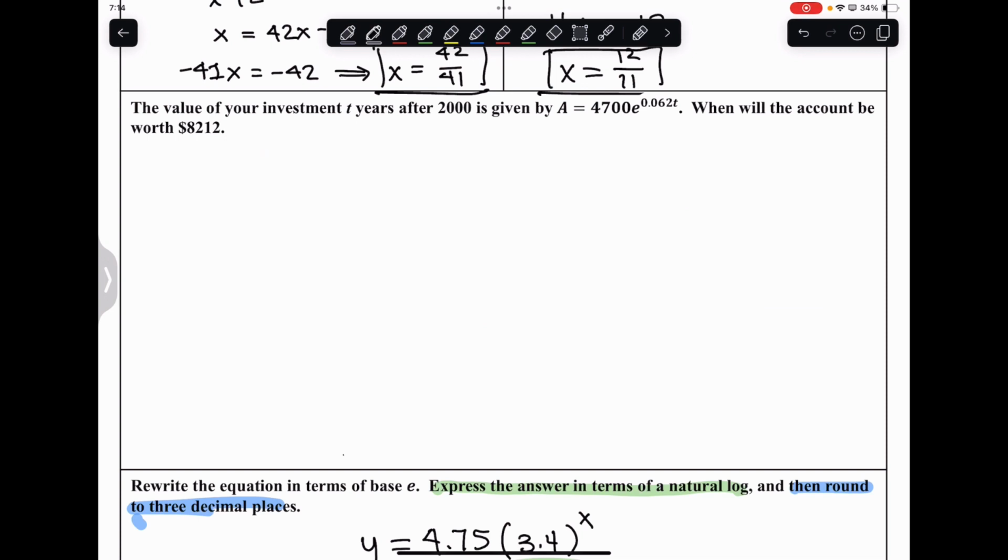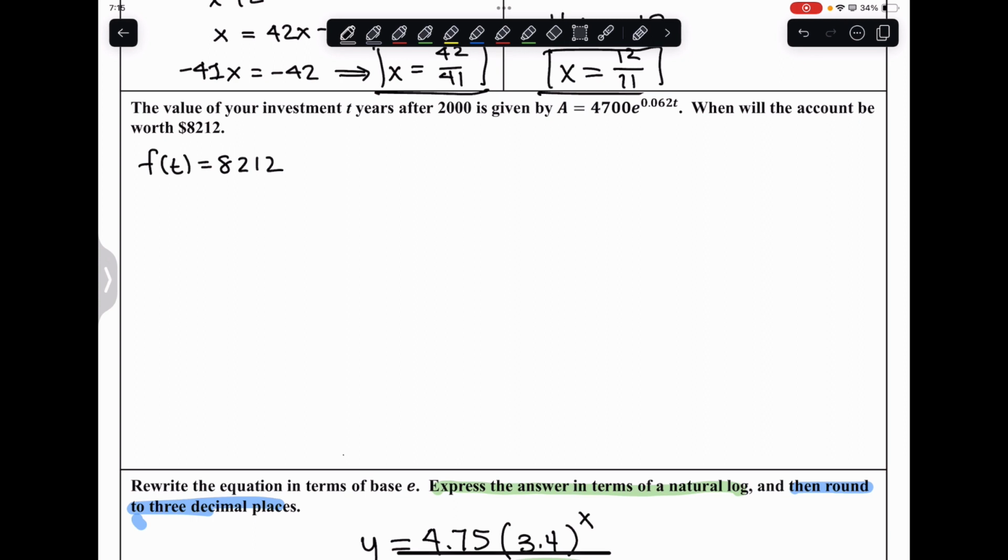For this problem here, you're just going to simply solve the equation for t. You have that the value of your investments t years after 2000 is given by this function, A equals 4700 times e to the 0.062 t power. And we want to figure out when the account will be worth 8212. So the question is: what is the value of t that gives us this value?